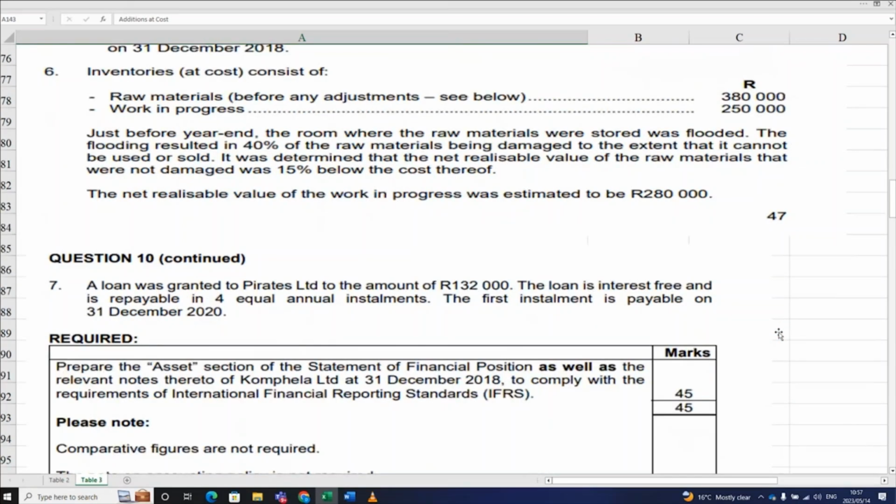Okay. Right, and then a loan was granted to Pirates, a subsidiary, to the amount of 132,000. The loan is interest-free and is repayable in four equal installments.